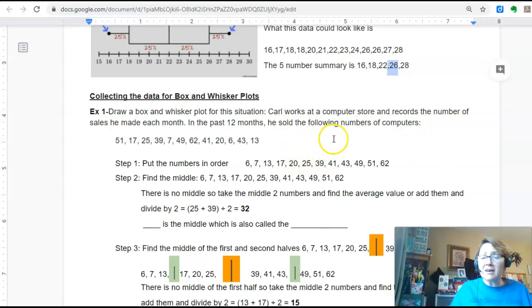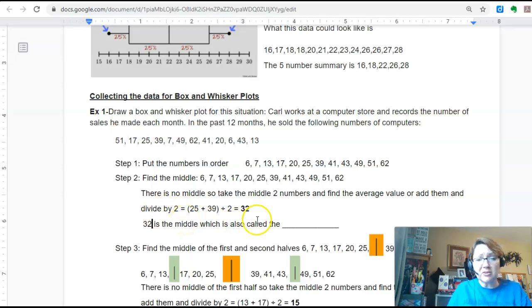So if we had this guy Carl that works at a computer store, and he has sales that he keeps track of. He has all these sales here. The first thing that we have to do, just like we did before, is put everything in order. And then after we put everything in order, we want to see where the middle is. And it looks like the middle is in between these 2 numbers, 25 and 39. So we divide and we get 32. So 32, what is that called? 32 is called the middle, which is also called our median, right? So we want to write that in there.